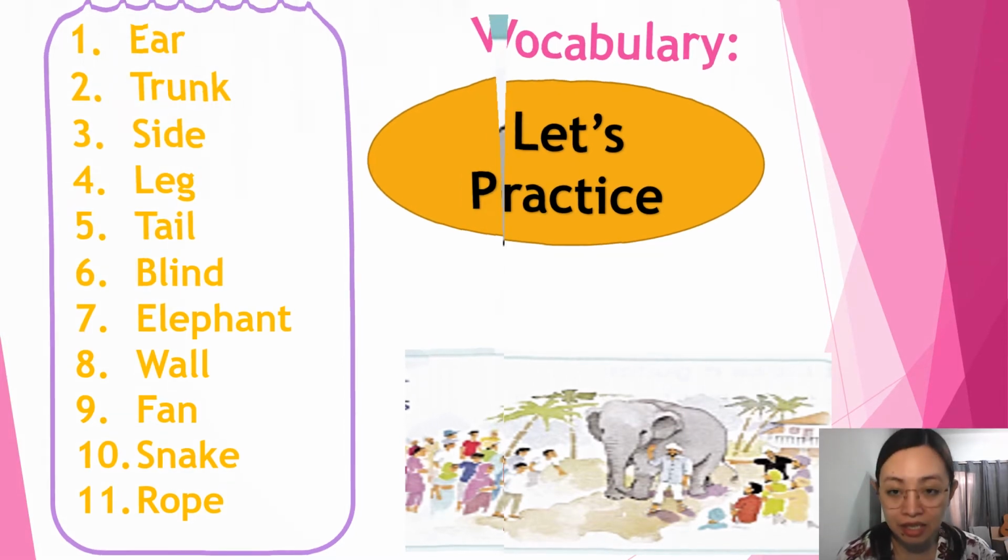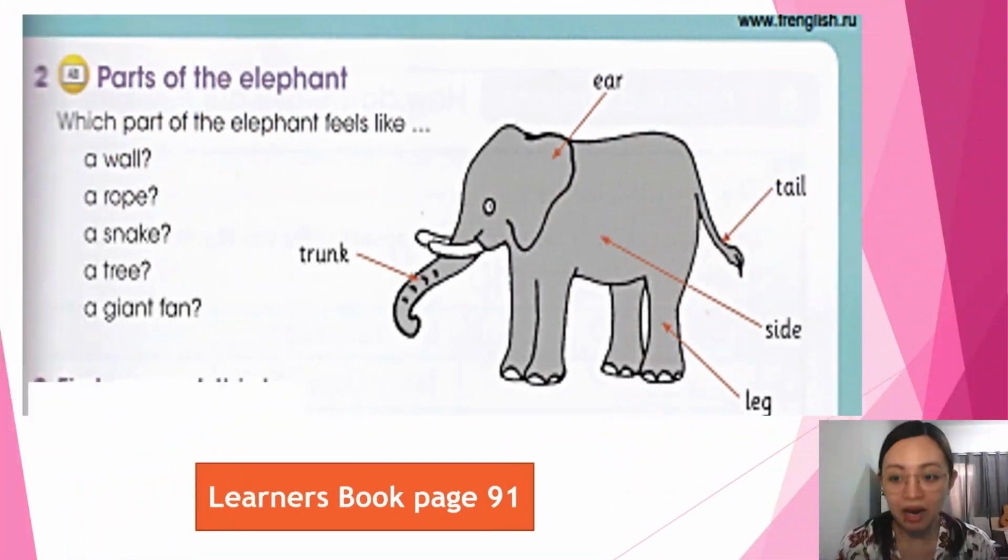So let us continue our lesson about the elephant. This time, let's study the parts of the elephant. On page 91 of your learner's book, you will find this picture. This picture is a picture of an elephant. Look, the elephant has different parts. Let's study them. First, we have the trunk. This is the trunk. The elephant has a long trunk. Trunk is the nose of the elephant.